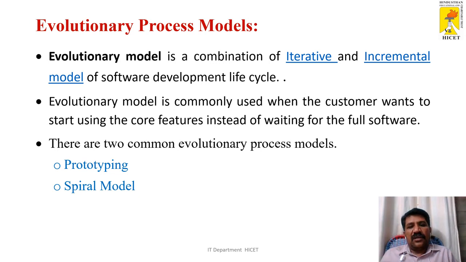Evolutionary model. It is a combination of the iterative and incremental model of the software development life cycle. The evolutionary model is commonly used when the customer wants to start using core features alone, instead of waiting for the full software. There are two commonly used evolutionary process models: number 1, prototyping, number 2, spiral process model.